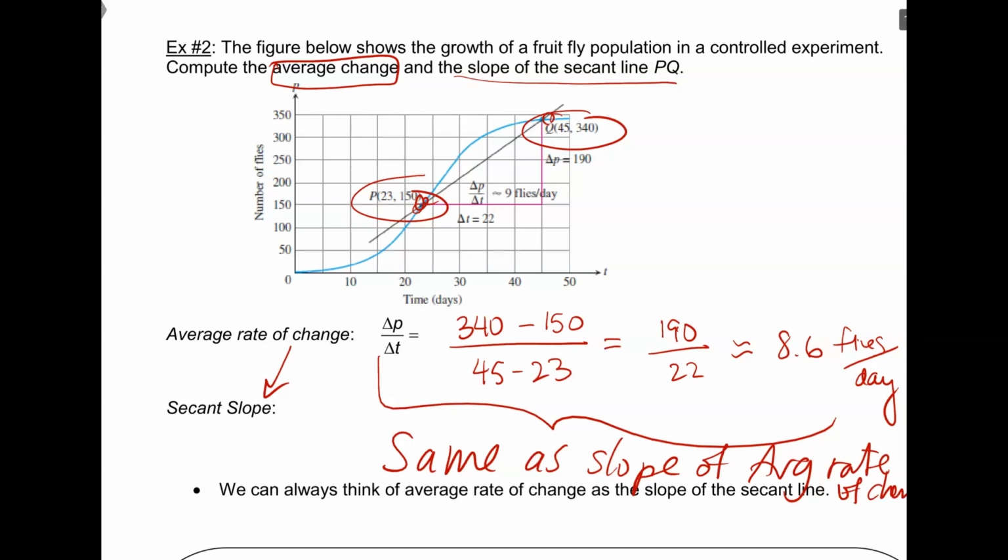So for the average rate of change, we always have to have an initial point and a final point, right? When you connect those 2 points with a secant line, the slope of the secant is going to be the same as the average rate of change between those 2 points, because your secant line always goes through the 2 points you chose. It wanted between those 2 points. Yeah. So we can always think of average rate of change as the slope of the secant line. I feel like I've said that 15 times today.